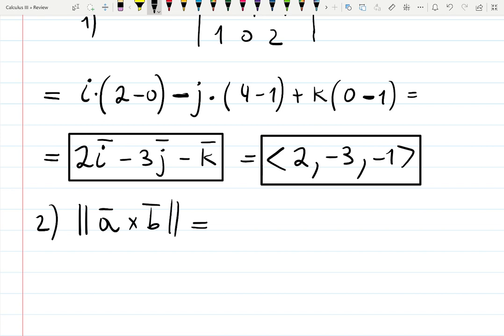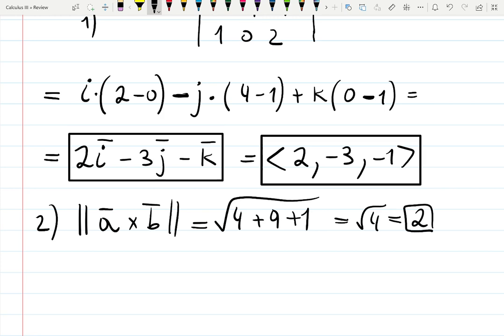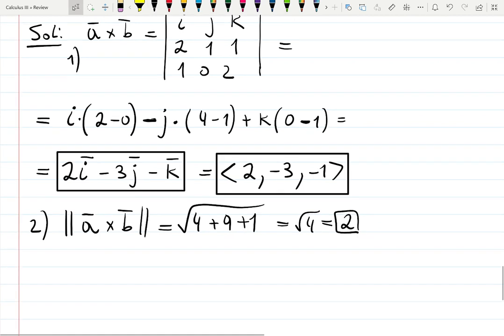Then it's going to be the square root of 4 plus 9 plus 1. I always ignore negative signs because everything is getting squared. That is the square root of 4, which is 2. Very nice answer. So now I have a question. That is not actually correct. Before I ask the question, that actually should be fixed. Hopefully you caught the mistake.